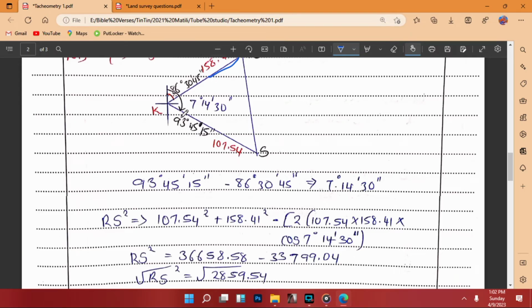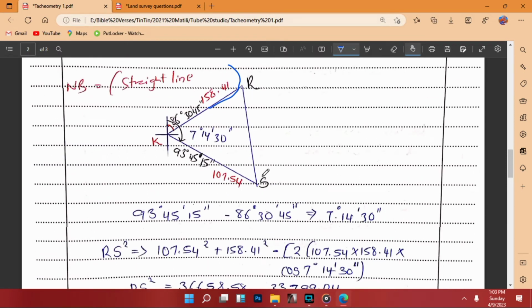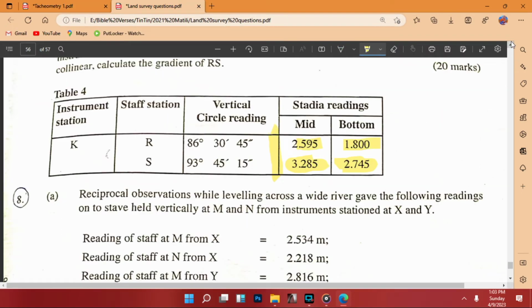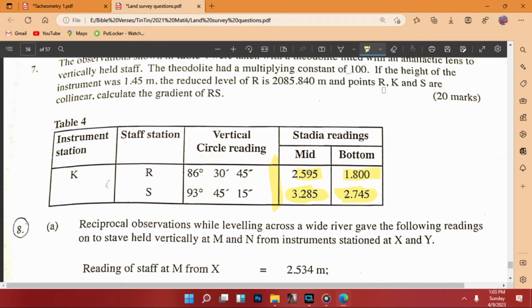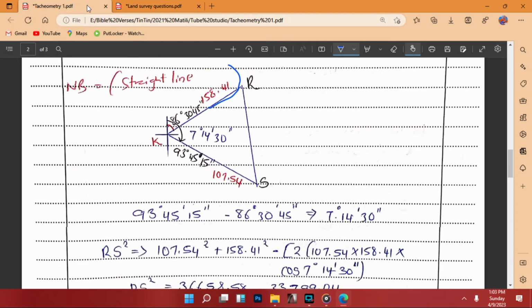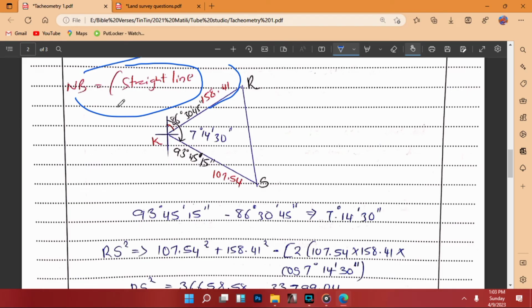I want to find the distance between R and S, and we are told in the question that the points R, K and S are collinear, and when you go back to your dictionary, collinear means straight. So note, collinear means straight. So these points are straight. If they are straight, I find the difference in the angle between them, and it will give me the answer that I need.